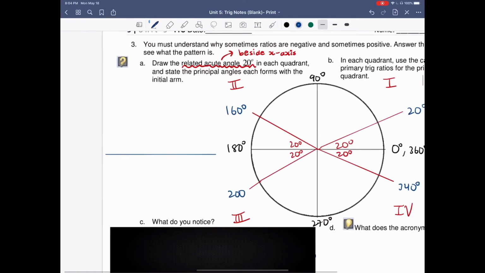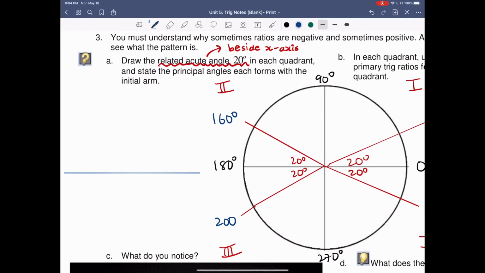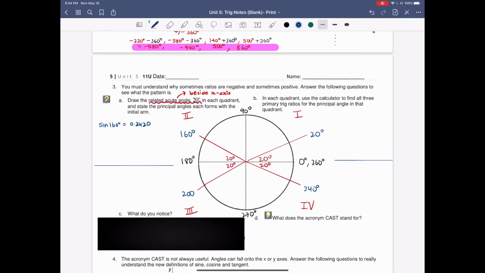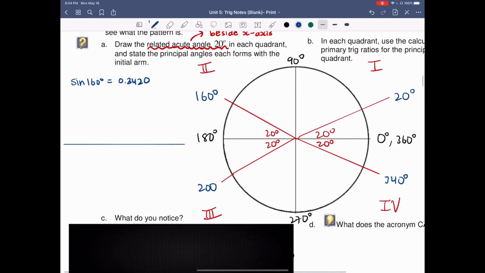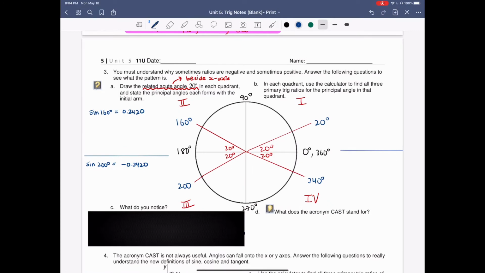And so, for example, I'll start off with quadrant 2, because I usually write left to right. So sine 160 degrees, if I put that in the calculator, I get 0.3420. And if I'm doing all the sines at once, if I do sine of 200 degrees, I get negative 0.3420. Notice that the values are the same, but one of them's positive, one of them's negative.